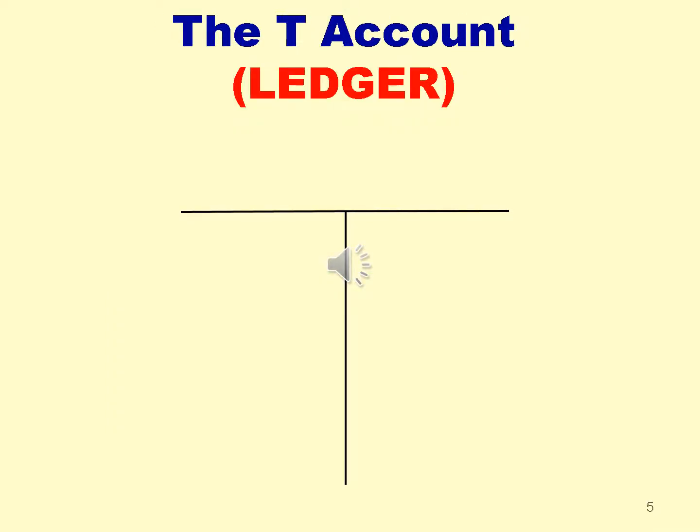Each of the accounts in a business can be represented by the informal T account. This is an accountant's tool to show the activity in each one of the individual accounts. These would also be included in the general ledger of the business.